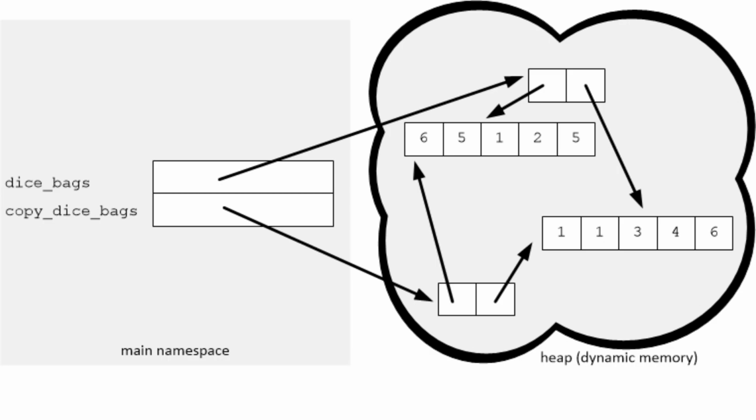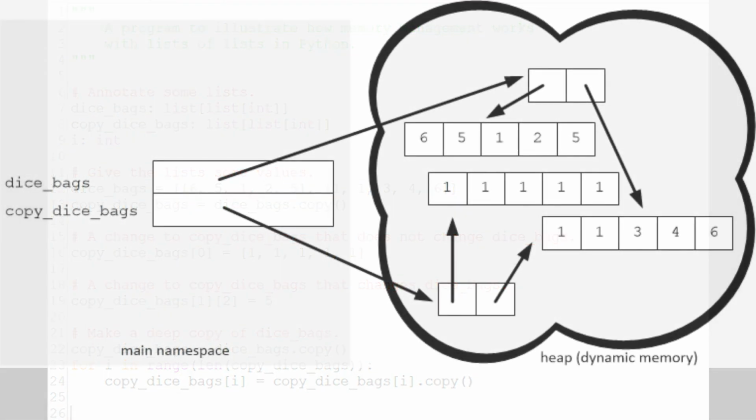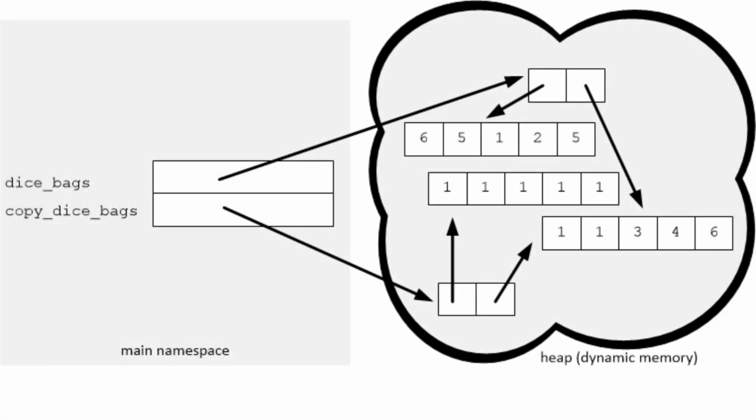First, the change that does not impact the original list. Look at the lists in memory. Suppose I change the element at index 0 in copy dicebags to a whole new list. In code, that might look like copy dicebags sub 0 equals the list 11111. Because copy dicebags is a separate list from dicebags, I can assign to an index so that it points somewhere new, and that has no impact on dicebags. That, of course, looks like copy dicebags' first pointer pointing to a different list in memory. It has no impact on dicebags and its two elements.